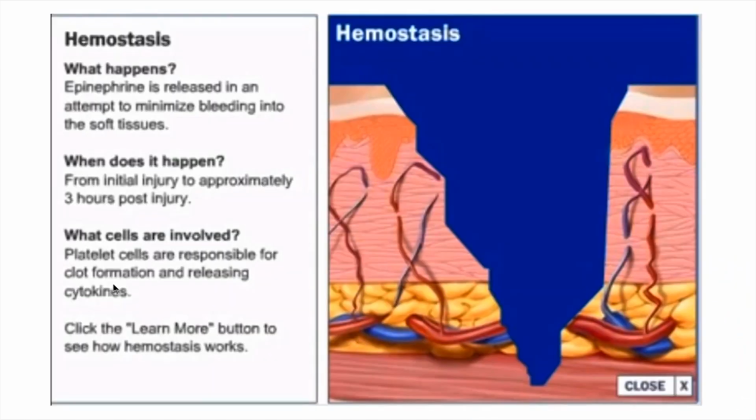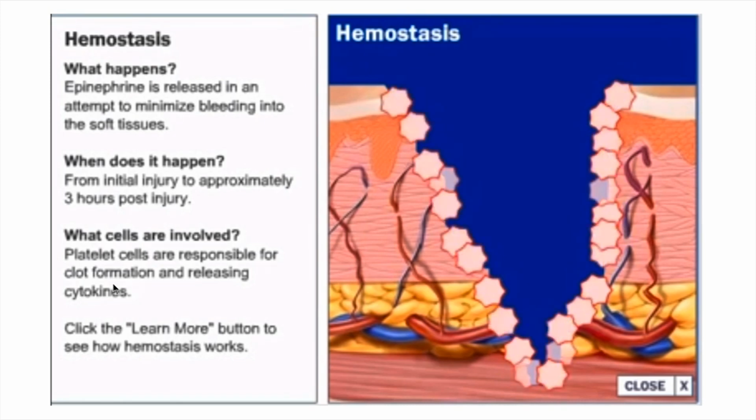The key cell responsible for this function is the platelet, which causes the body to form a clot to prevent further bleeding. There is an increased aggregation of platelets to enable the wounded vessel to complete the clotting process. Platelets also release key cytokines, such as platelet-derived growth factor, that call in cells to participate in later phases of healing. The objective of the hemostasis phase of wound healing is to control bleeding.